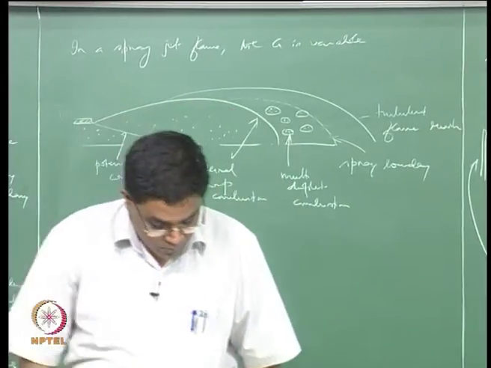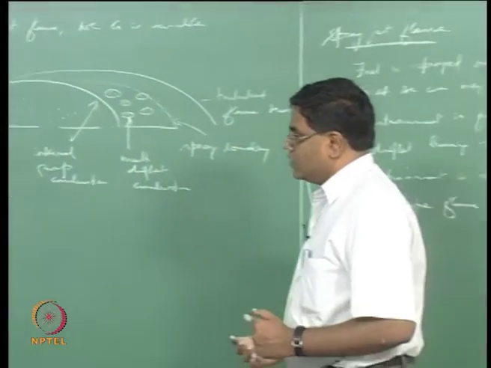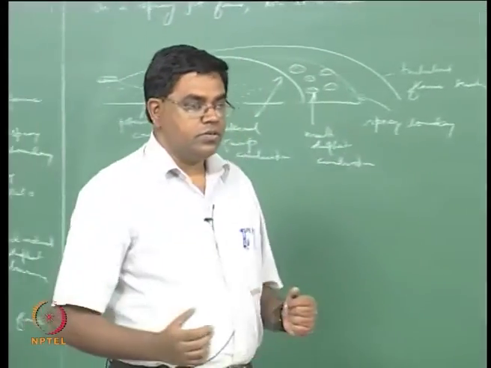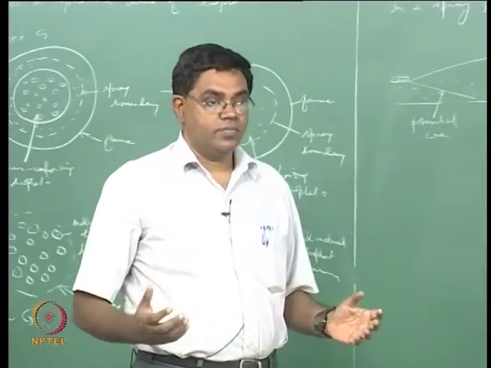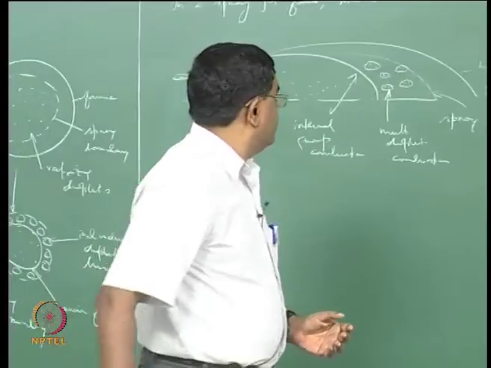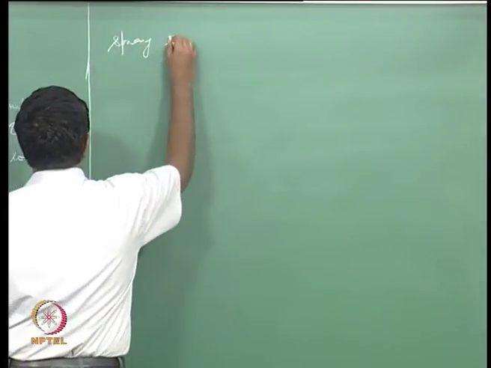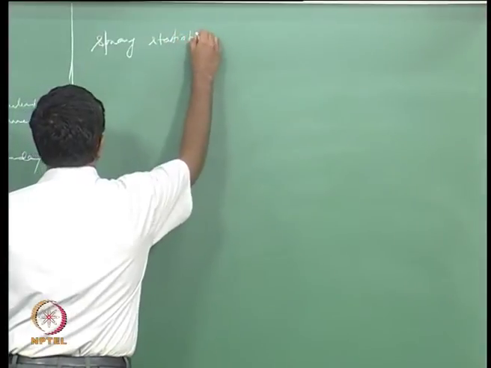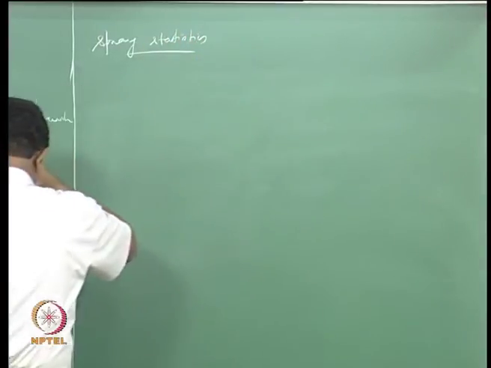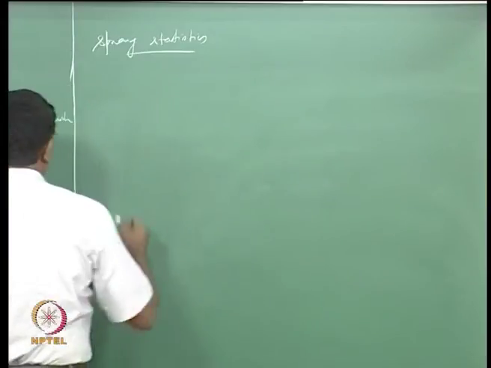How do you formulate this kind of problem, right? So the way we have to do it is obviously to deal with it in a statistical manner. So we have to look at how to do spray statistics. In spray statistics, what you do is you now have what's called the spray distribution function.